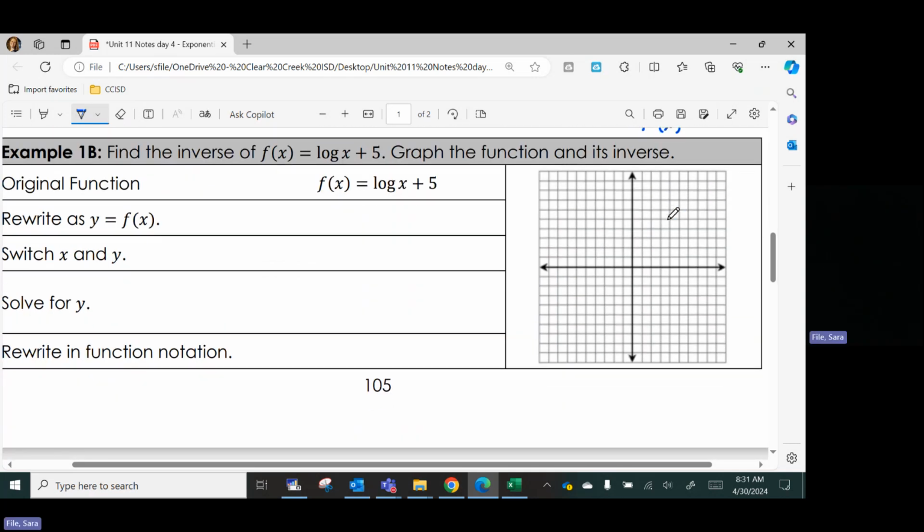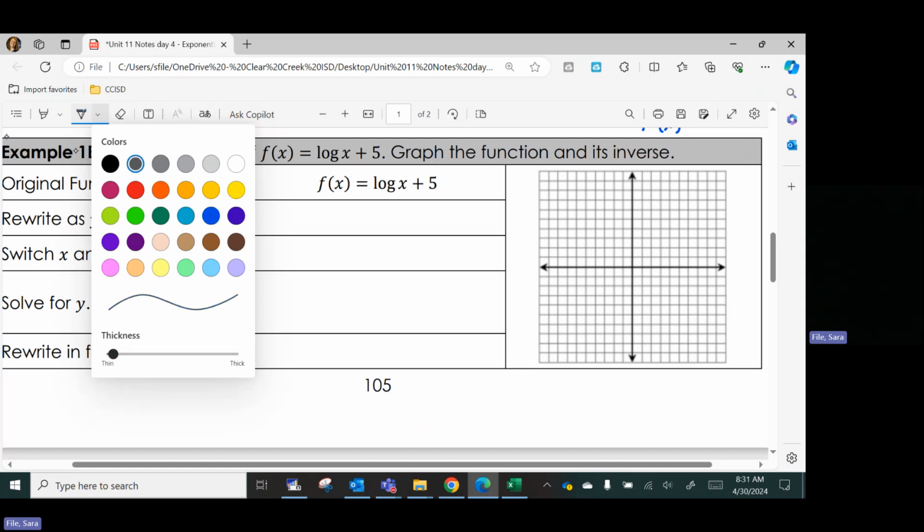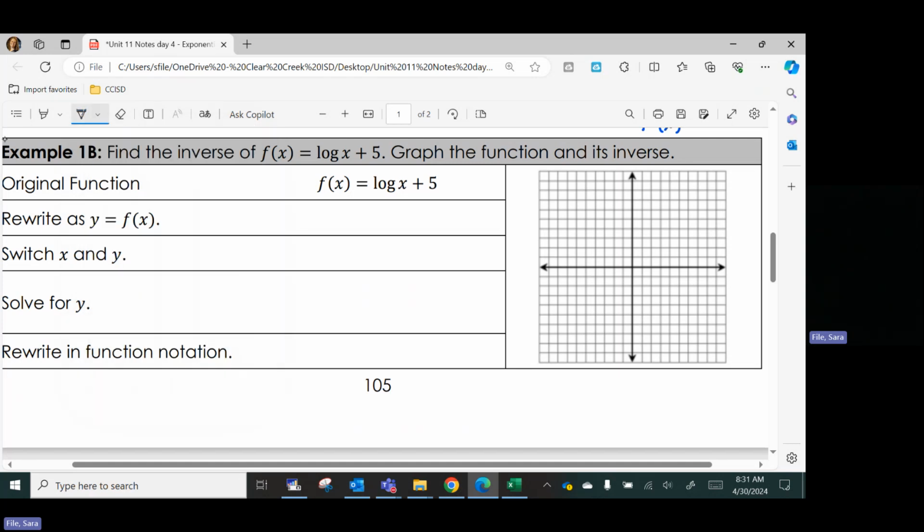All right, let's try this with B. So now we're starting with a log equation, and it's not just a parent function. There's a transformation here. Just for fun, what is the transformation that's happening here? What does that plus 5 do to the log function? Is that plus 5 inside or outside the function? Outside. So it's your k value. What does k do to your graph? Up or down. So it's plus 5. So that means this is the log function shifted up 5. And this is a common log, a base 10 log.